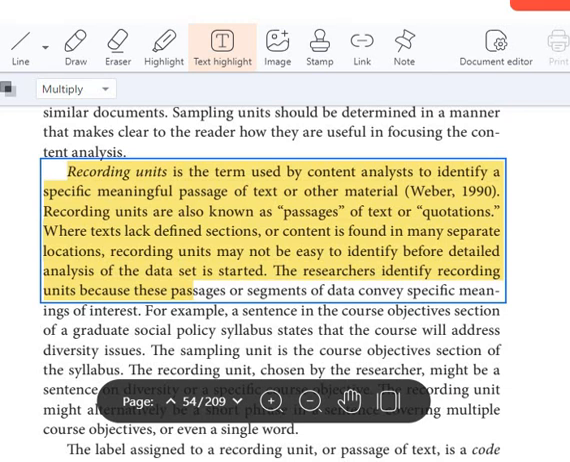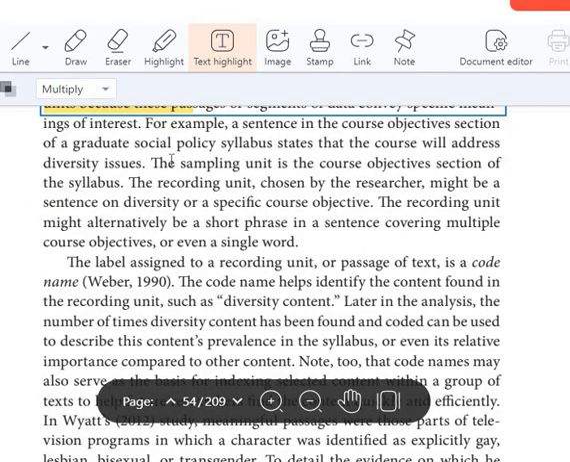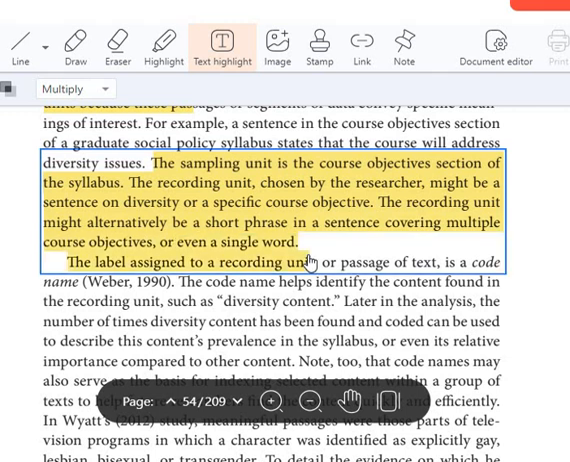Which is the sampling unit. Okay, recording units. The sampling unit is the course objective selection of the syllabus. The recording unit chosen by the researcher might be a sentence on diversity or a specific course objective. The recording unit might alternatively be a short phrase in a sentence covering multiple course objectives, or even a single word.